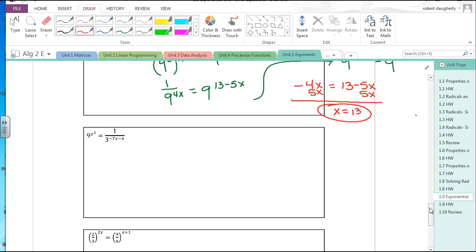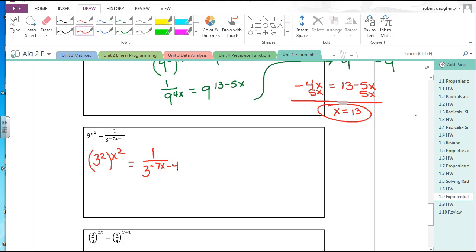Okay. Now, if you look at these numbers, the main thing I key off when I first look at it, I've got a 9 and a 3. Can I write those as powers of the same number? Yes, they can all be written as powers of 3. So I can write this as 3 squared to the x squared power equals 1 over 3 to the negative 7x minus 4.